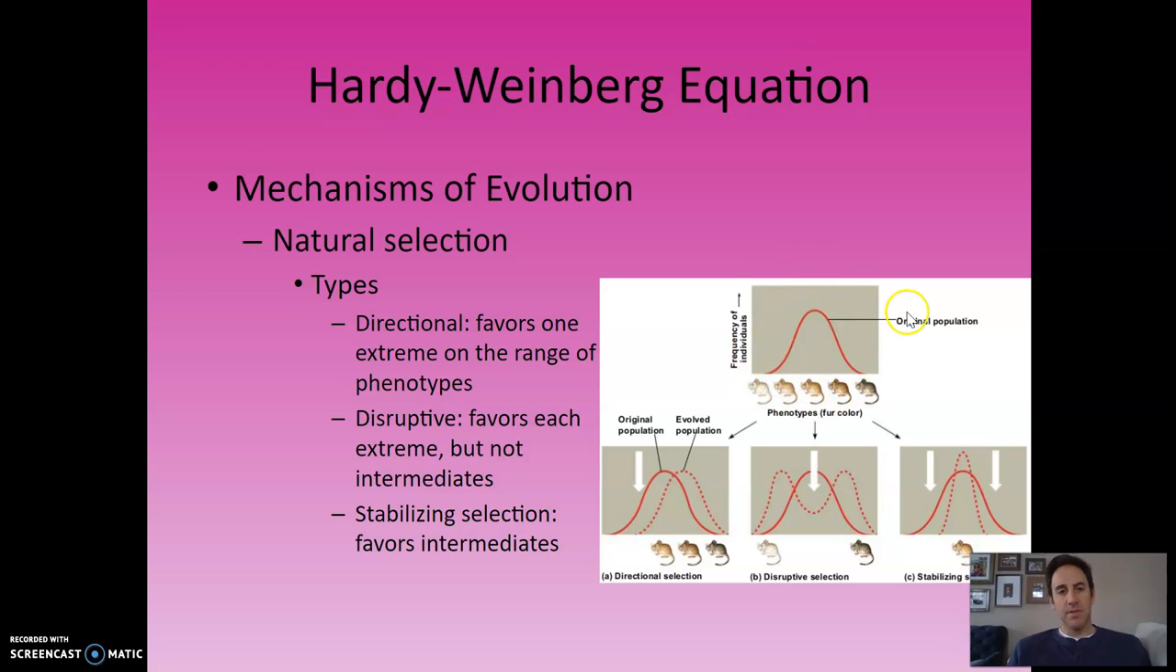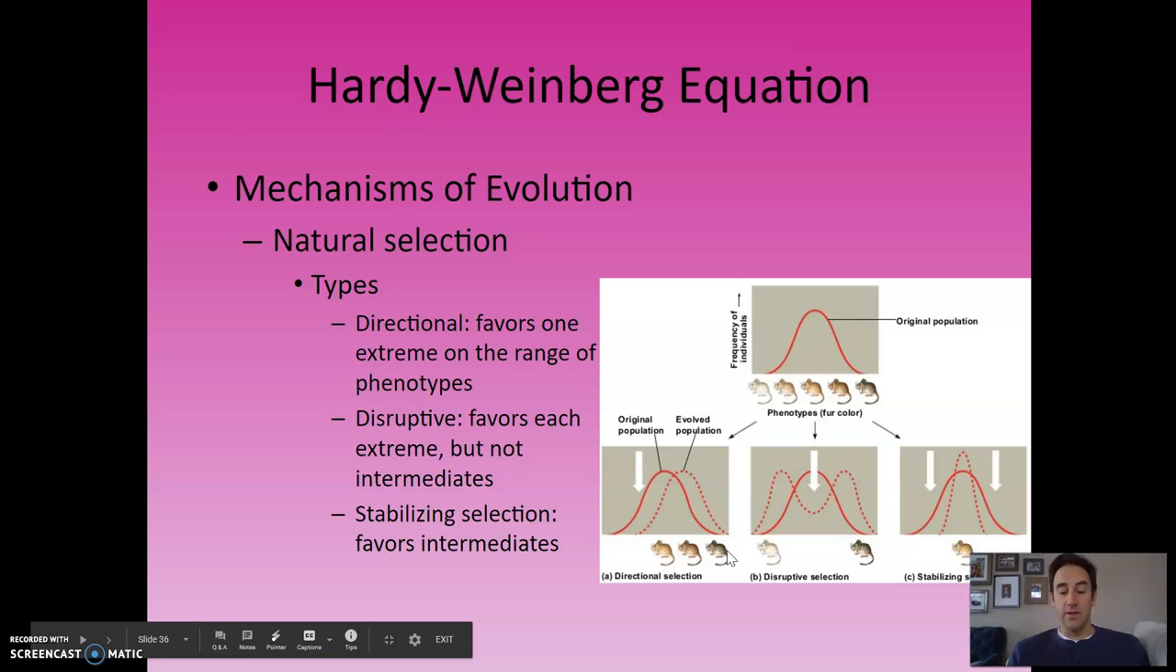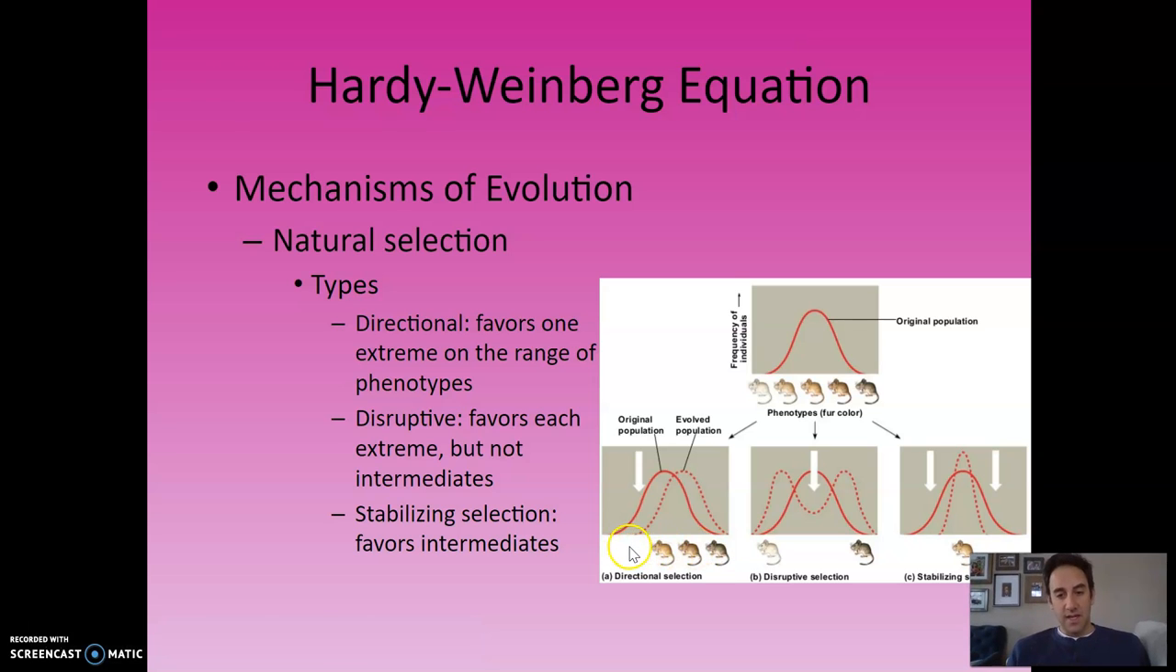If that's your original population, well, directional selection would favor one extreme over the other. So the solid line is going to be our original population. Directional selection would be if, let's suppose, the darker colored mice had an advantage. Maybe the rocks are darker in color or something like that. If that's the case, then we're going to select for more of this phenotype, and the population overall is going to shift. We call that directional selection.